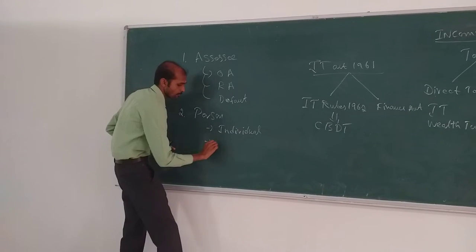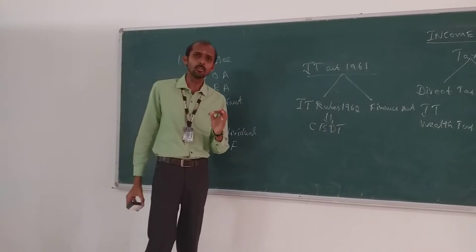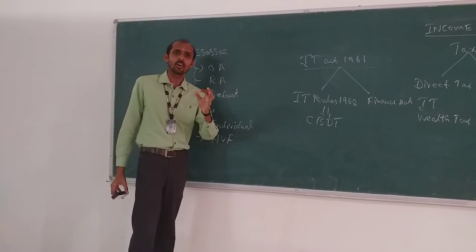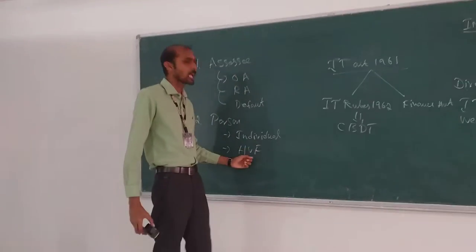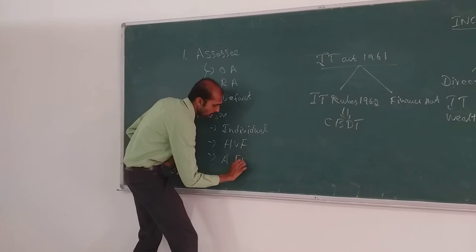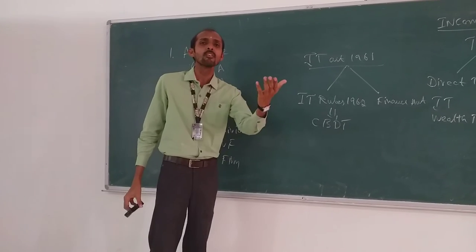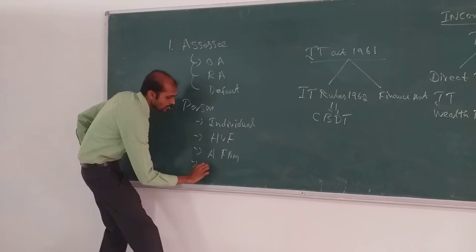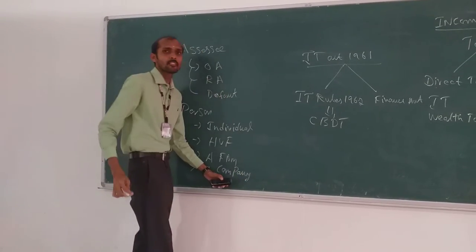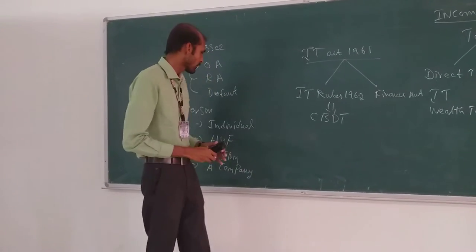Number two, HUF. HUF means Hindu Undivided Family. In this HUF, Karta is called the leader of the family. Third, a firm. A firm means a partnership firm. Fourth, a company. Company, you know, Reliance, Tata. There are a lot of companies.